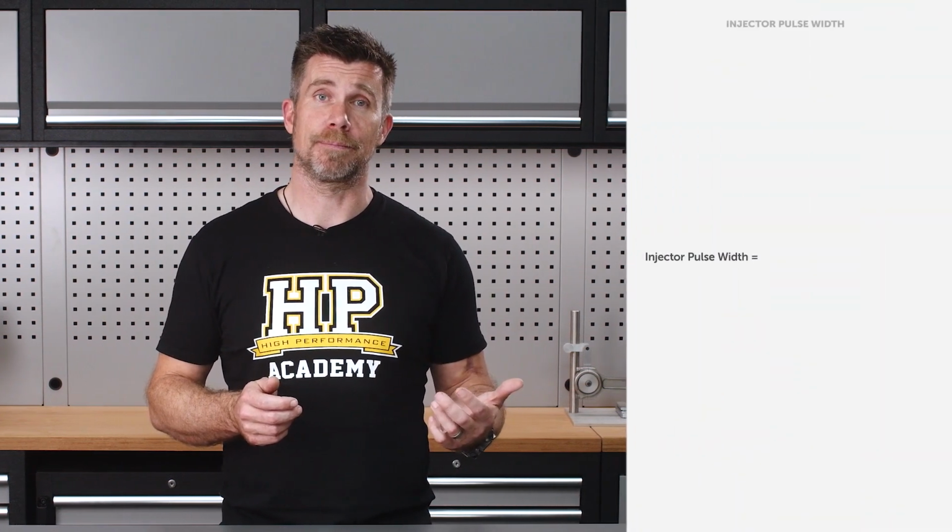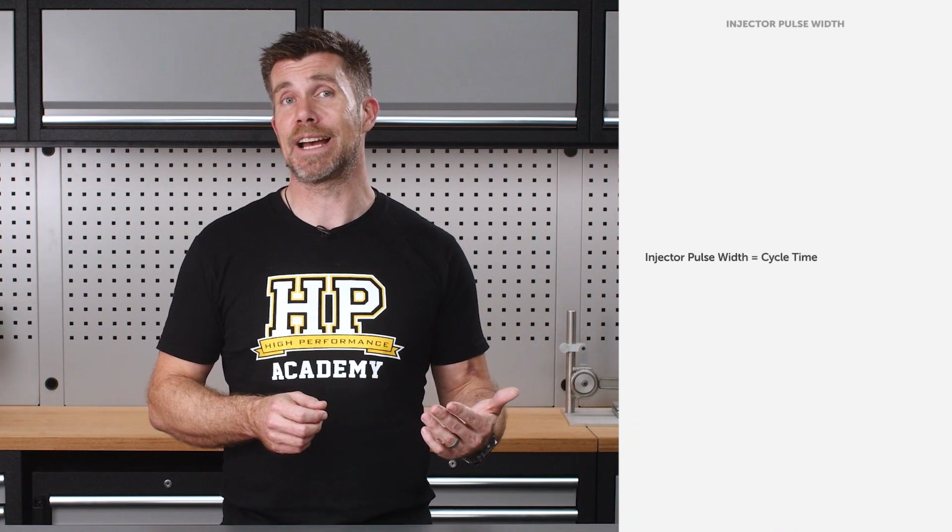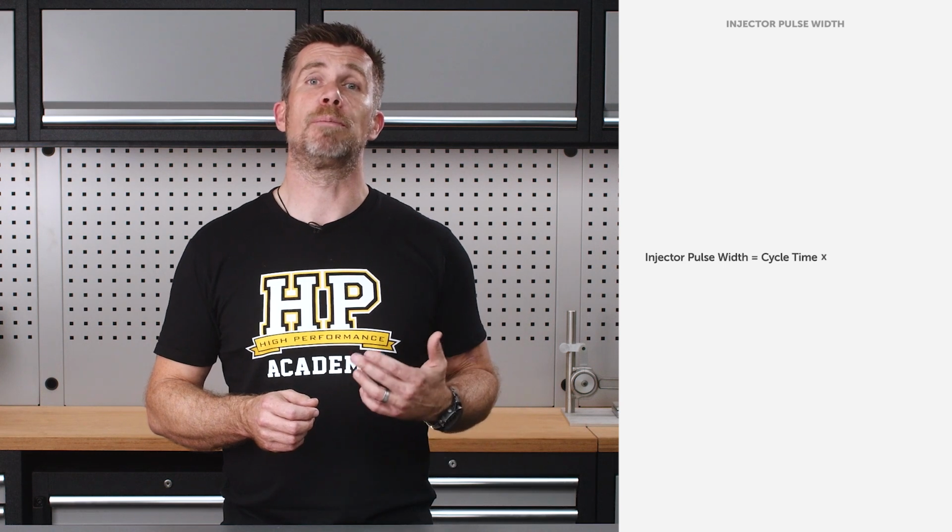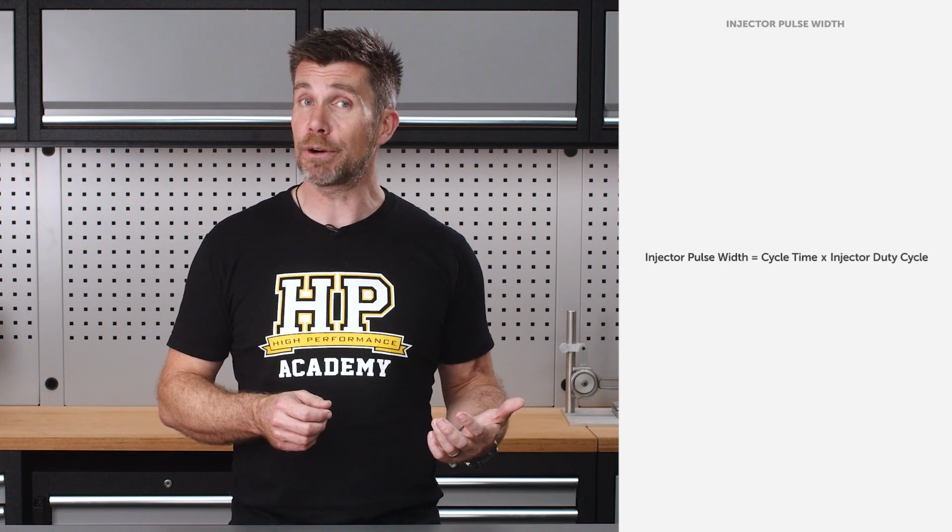The ECU doesn't work in duty cycle though, so let's go through one last step and see what this duty cycle is when expressed as a pulse width. To calculate pulse width, we need to account for the cycle time, and we can do that with this equation. In this equation, the injector pulse width is equal to the cycle time we worked out in the last module, multiplied by the injector duty cycle we've just calculated.